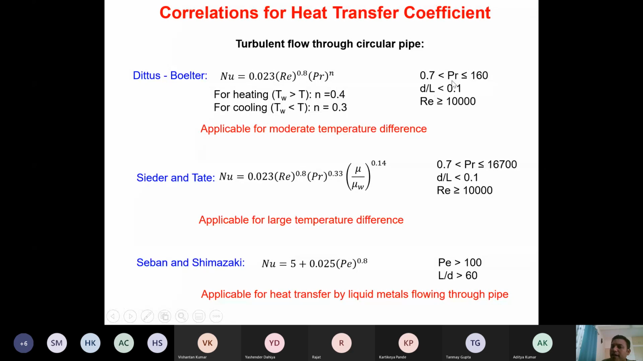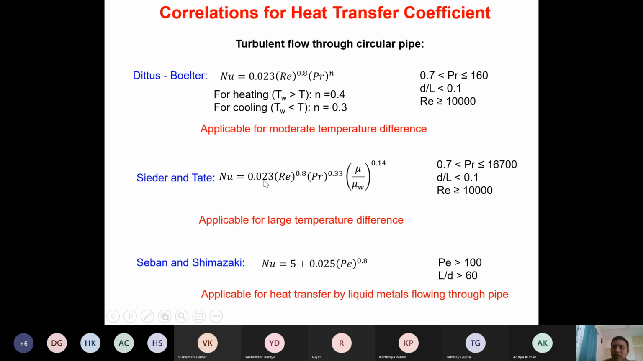Again, the conditions for applicability are: Prandtl number should be between 0.7 and 160, D by L should be less than 0.1, and Reynolds number should be greater than 10,000. Remember, in turbulent flow the Reynolds number is greater than 10,000. Again, this is applicable only for a moderate range of Prandtl number. But for some materials the Prandtl number could be very large, like 16,700. In that case, a slightly modified form of the Dittus-Boelter equation, given by Sieder and Tate, should be used.